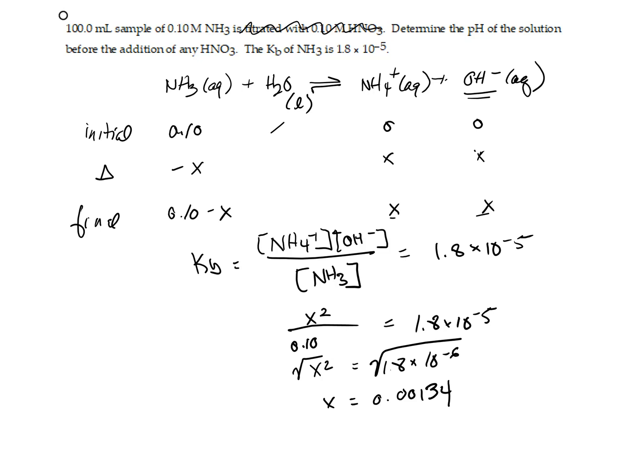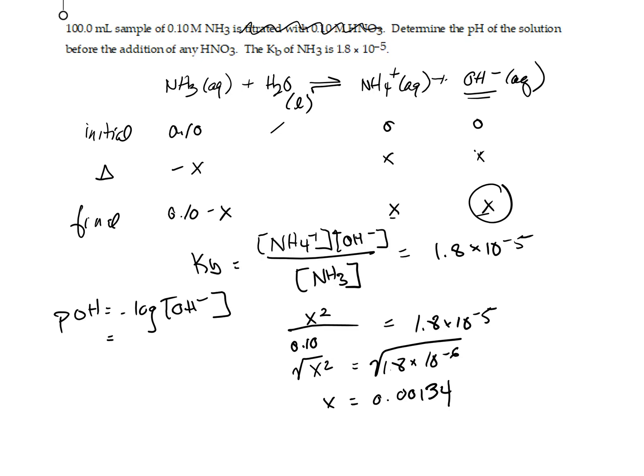So, what does that value mean? That is the concentration of hydroxide and the concentration of ammonium. So, if you have the concentration of hydroxide, you can find pOH. Because pOH, just like pH, is the negative log of your concentration of hydroxide.